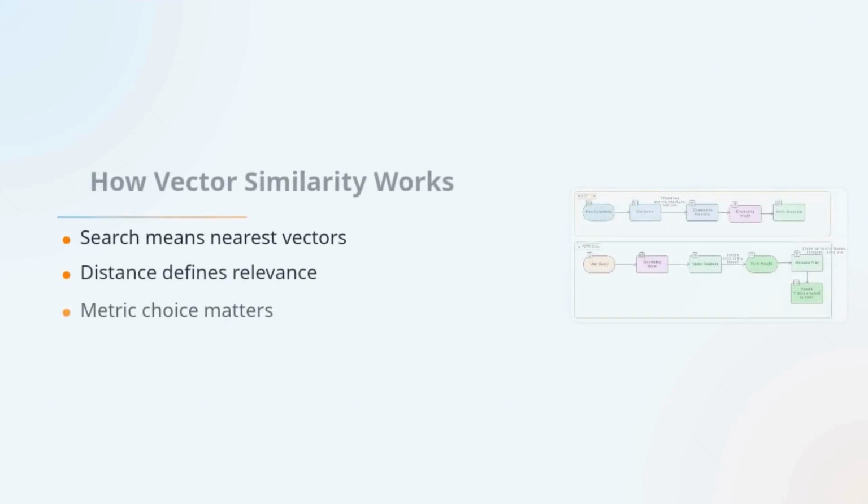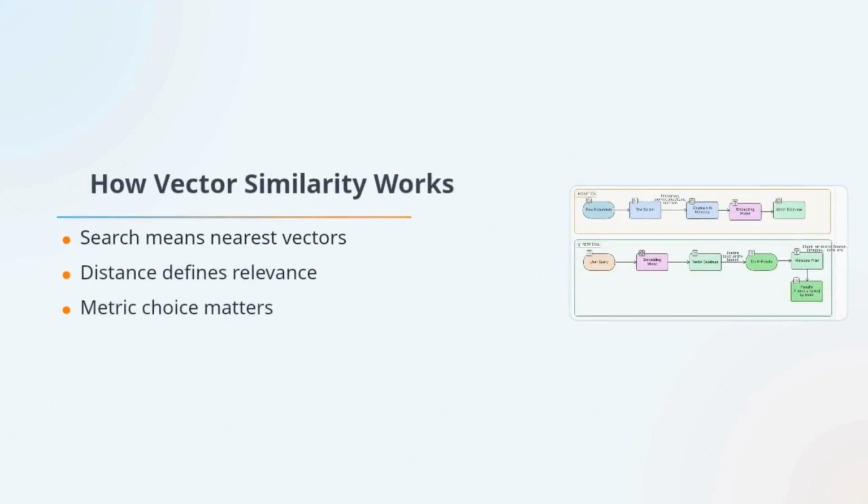Once text is converted into vectors, retrieval becomes a nearest neighbor problem. The query is embedded, then the system finds stored vectors that are closest to it. But closeness depends on the metric you use. That metric affects both relevance and speed, so it is not just a mathematical detail, it is a product decision too.